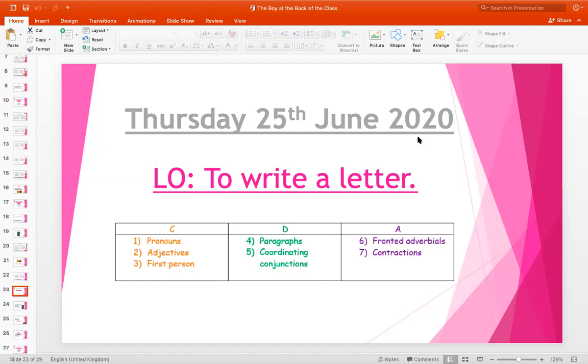Let's see what our letter is going to be about today. So we've been looking at an extract from The Boy at the Back of the Class. So you may know it's related to our story, okay?